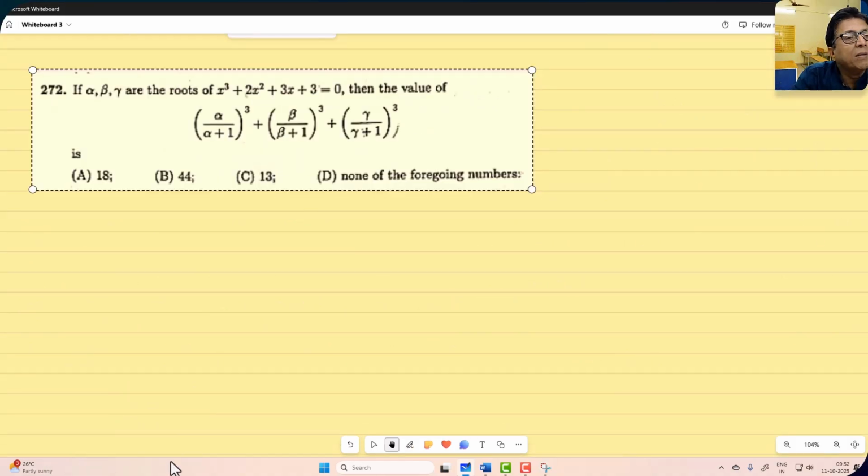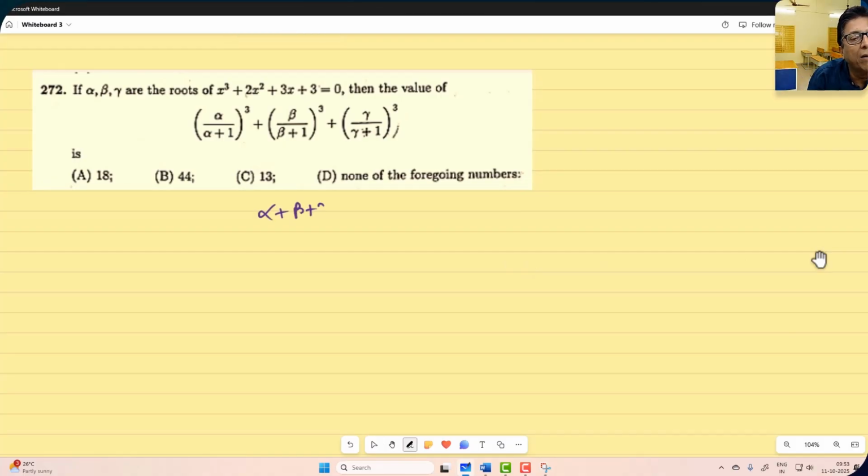For this sum number 272, I have already told you the difficulty of finding some of the cubes in case of quadratic by writing alpha plus beta plus gamma, that is minus 2, sigma alpha beta is 3, and alpha beta gamma equal to minus 3. You can't, it will take long time. So go by transformation of equation.